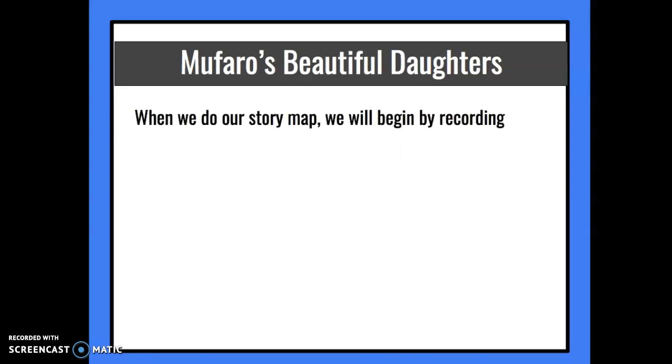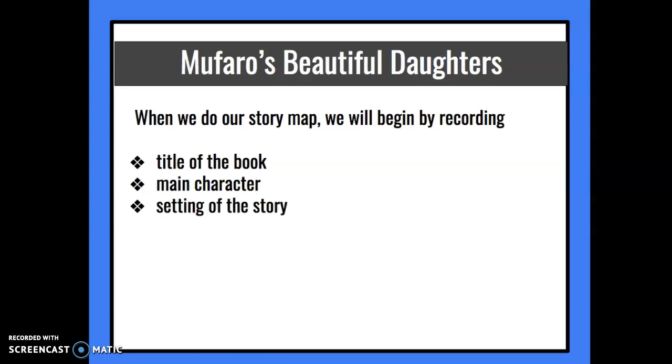So to create a story map, we will begin by recording a title of the book. And in my case, it's going to be Mufaro's Beautiful Daughters. In your case, it'll be something else. The main character or characters, the setting of the story, the major events in the story, and the theme or the lesson of the story. And so we're going to be working on this lesson all week, and today we're going to do just part of it.